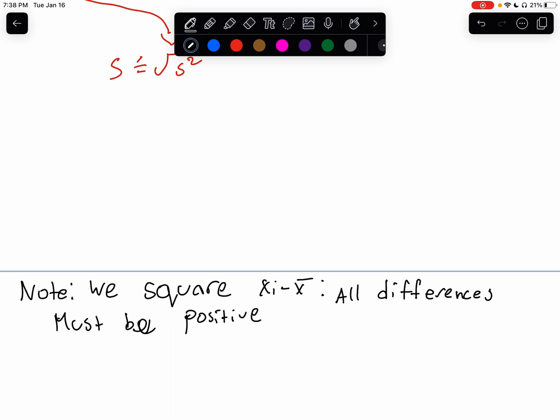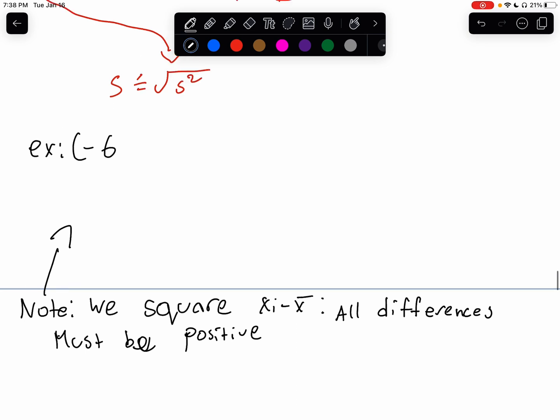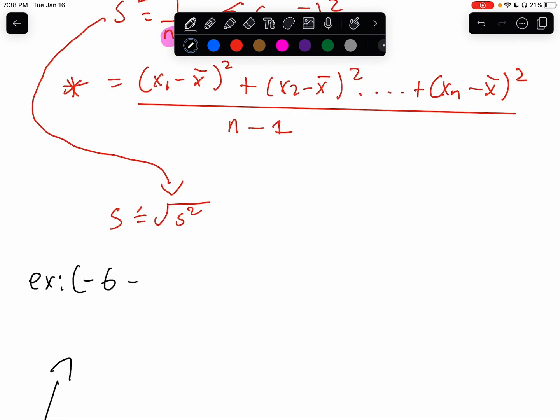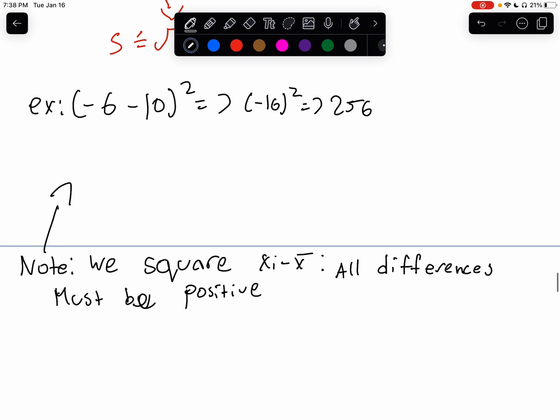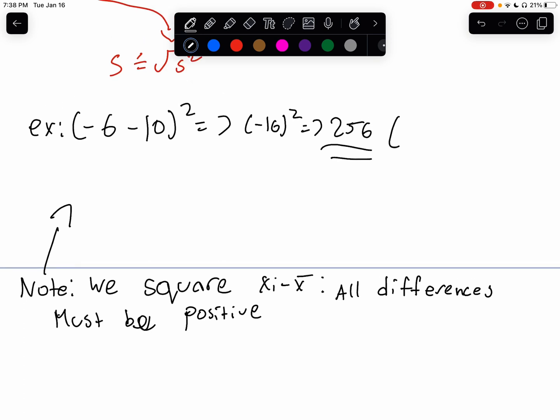So an example of this, right? Let's say we have an xi value of 6, but we have a mean of, let's say, 10. So if we do this, we have 6 minus 10 equals -4, squared. When we square it, it turns into a positive. So -4 to the power of 2 equals, now instead of negative, positive 16, right? So that's why we square: all the differences must be positive. So it's very important when we're doing this. When we square root it, it's always going to be positive.